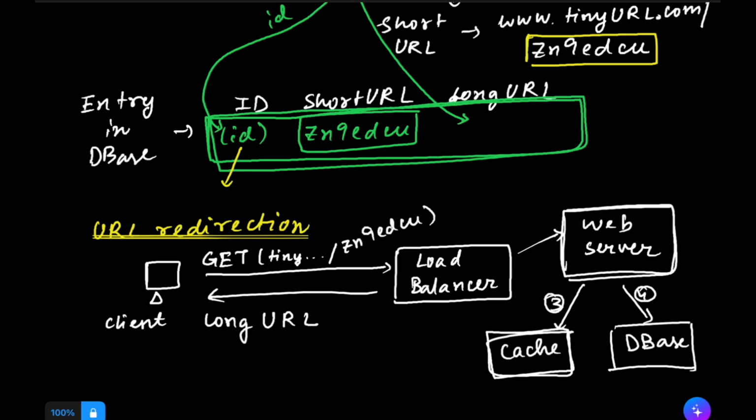So first we do this. Second, the load balancer redirects the request to the web server hosting the URL shortening service. Then we check in the cache. If not present in the cache, check in the database, and if it is also not present in the database, then it's most probably an invalid short URL, and then finally the long URL is returned to the client. So in this way URL redirection happens.